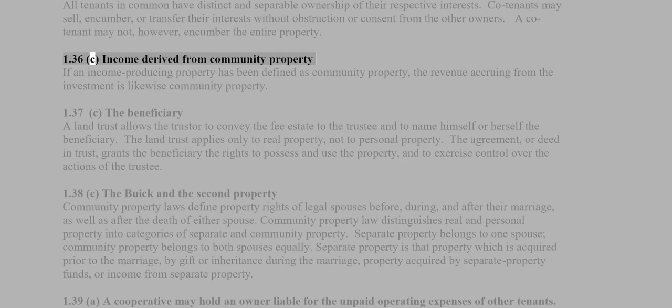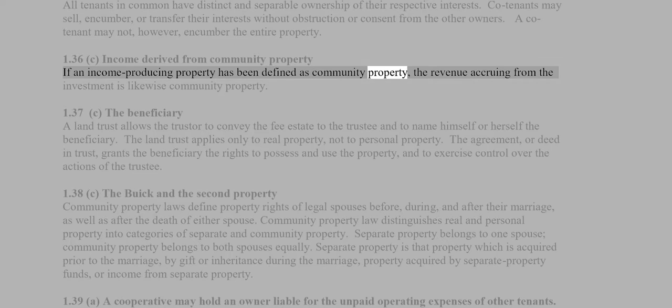1.36 c. Income derived from community property. If an income-producing property has been defined as community property, the revenue accruing from the investment is likewise community property.